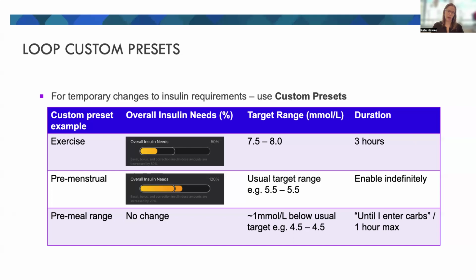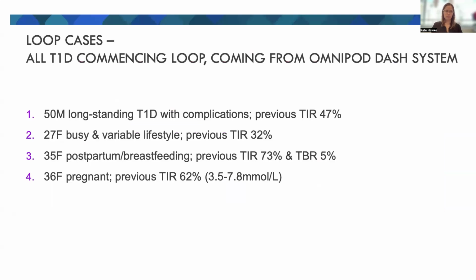Similarly, custom presets can be used for situations of greater overall insulin requirements. This could be used, for example, in a premenstrual setting, if a user typically finds they need 120% of their overall insulin delivery. They can set that up as enabled indefinitely. So they could leave that on for several days, for example, and just have the whole system running at 120%, and then switch that off when they need to. So custom presets are quite powerful within Loop.